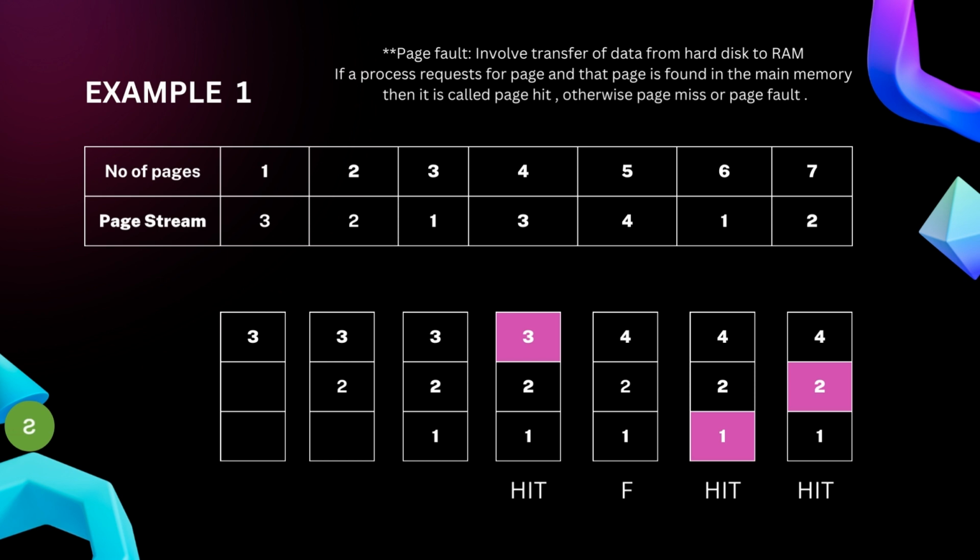Next, we have number 4. The number 4 will enter and replace the number 3, as 3 is the oldest number and has been present for the longest time in the main memory. Here we got a page fault. Next, we have number 1 again, as number 1 has been present in the frame, and here also a page hit. Next, we have number 2 again, and again we have a page hit as the process requests a page or number that is already present in the main memory.